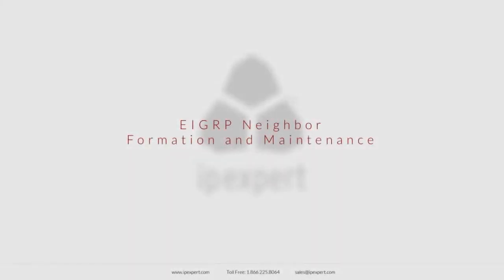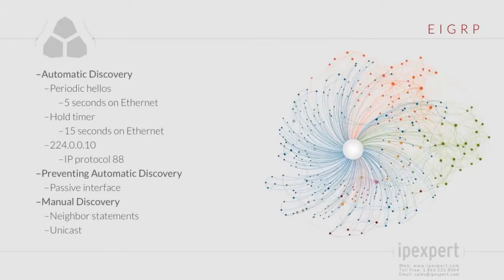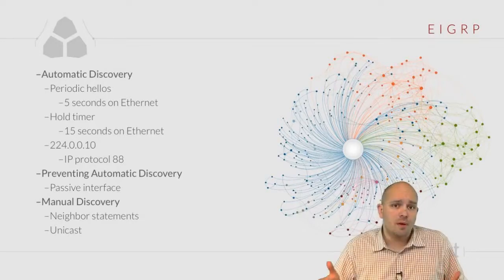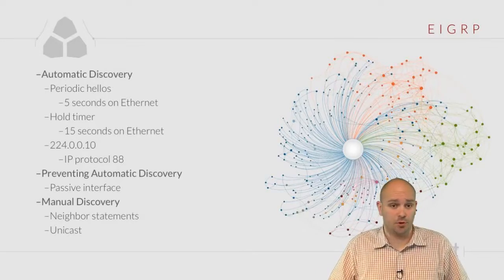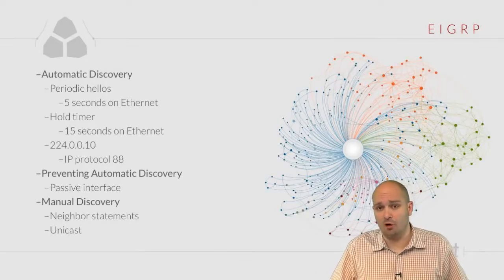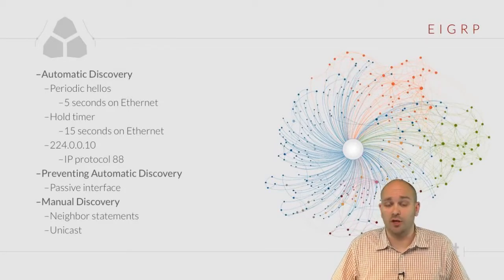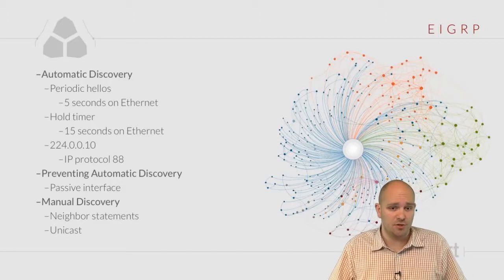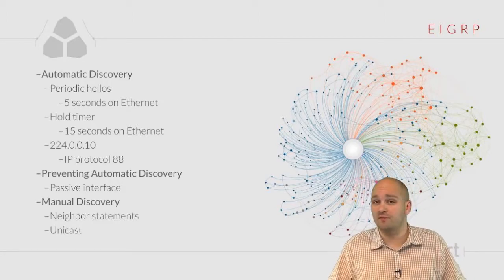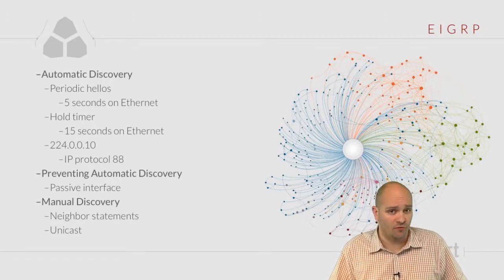We are now going to take a look at EIGRP neighbor formation and maintenance. As a quick reminder, EIGRP supports automatic discovery of neighbors using periodic hellos. We can also configure manual discovery using neighbor statements, and we can also prevent neighbors from forming.